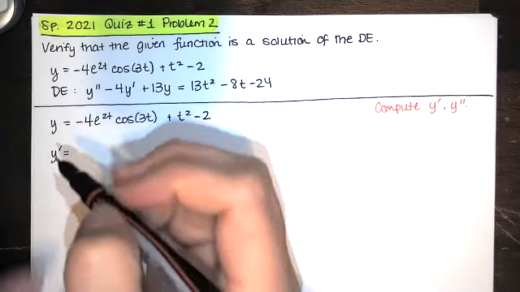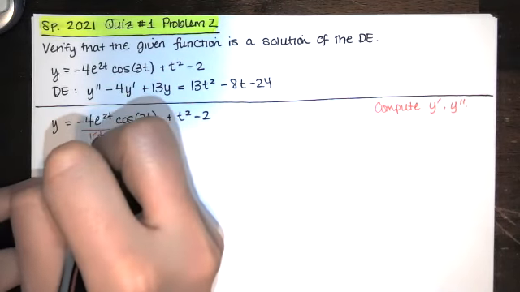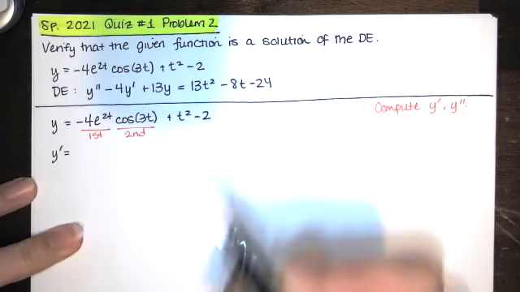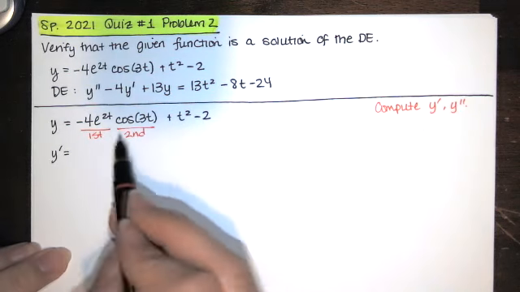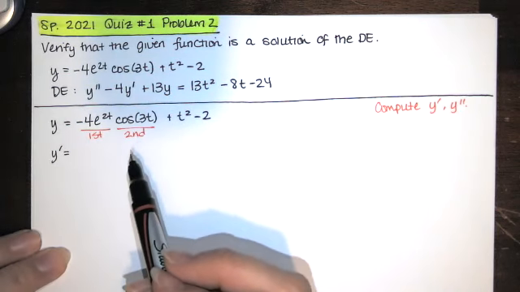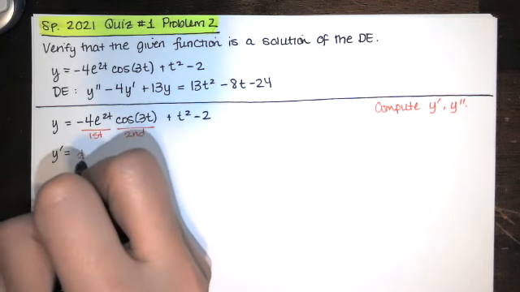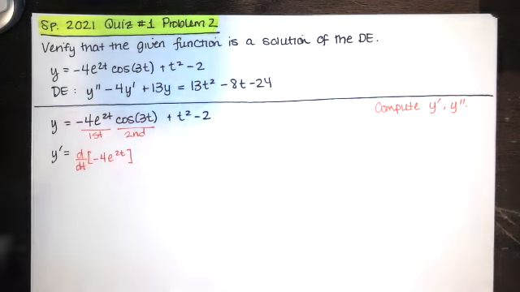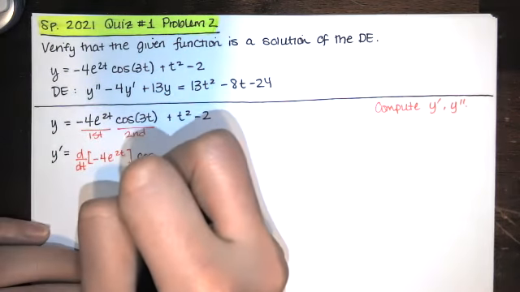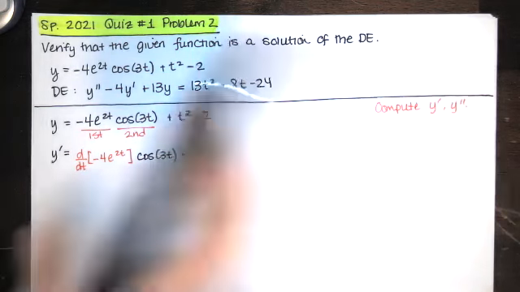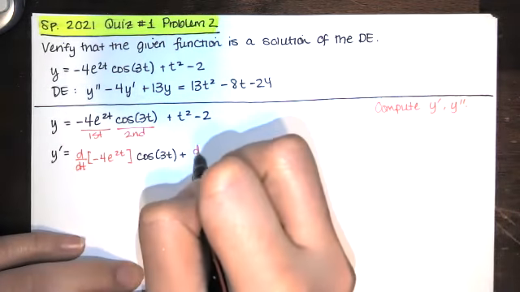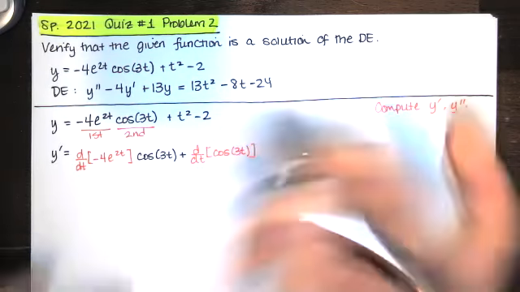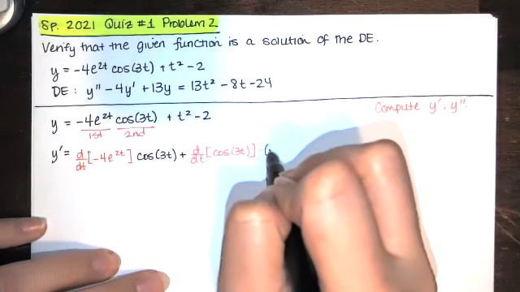Now, to compute the derivative for this expression here, we're going to have to use the product rule. We've got a function of t times a function of t. Now, according to the product rule, the derivative of a product is the derivative of the first function times the second function undifferentiated plus the derivative of the second function times the first function undifferentiated.